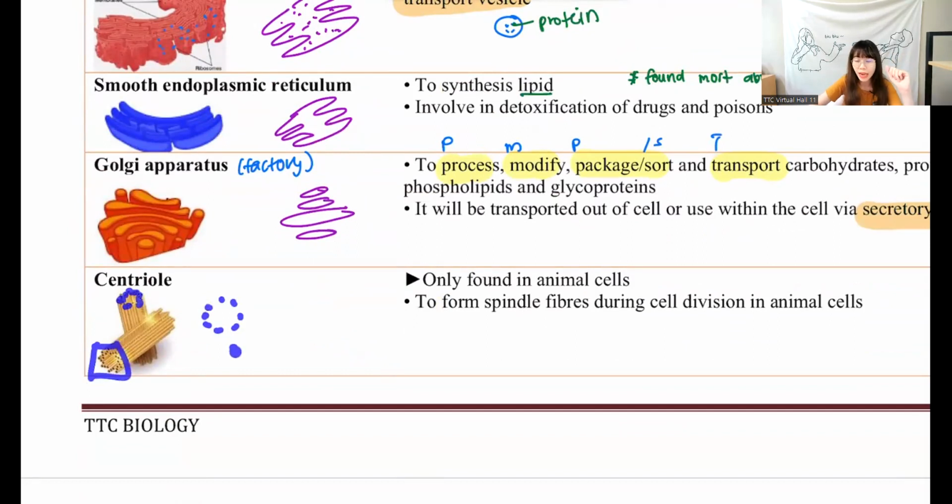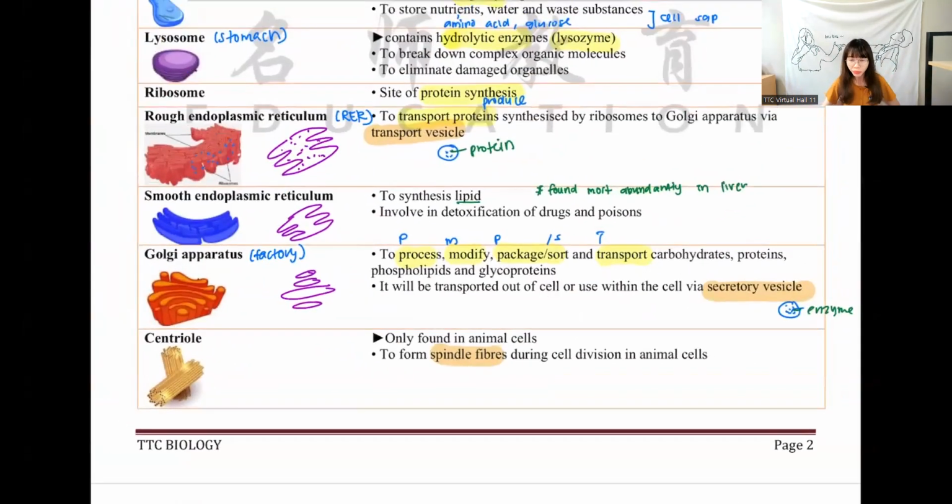Centriole can only be found in animal cell. What do they do? They will form spindle fiber during cell division. What is spindle fiber? Spindle fiber is like lines. They'll form a lot of lines and they will carry out cell division, meaning 1 cell to 2 cells, 2 cells to 4 cells, 4 to 8. We call this mitosis and also meiosis. Only in animal cell, they will form a spindle fiber. Okay, maybe I can show you a video later to show how spindle fiber is being formed.